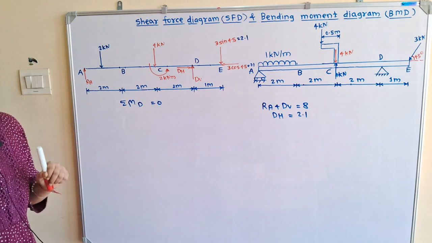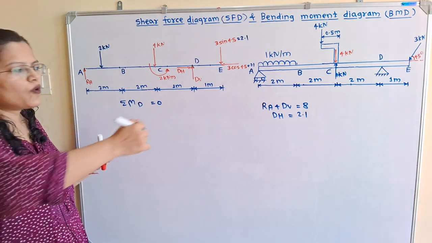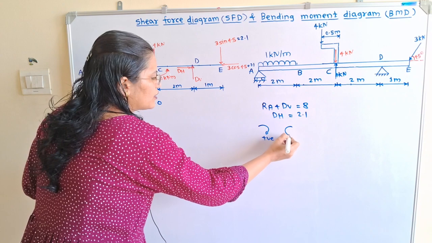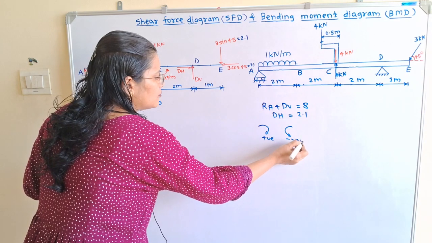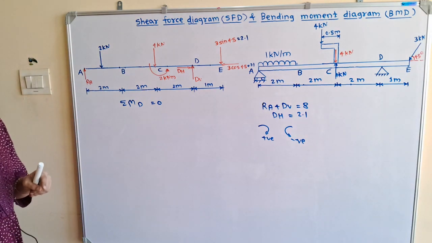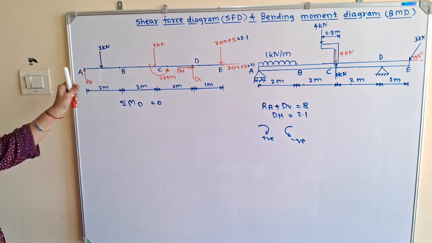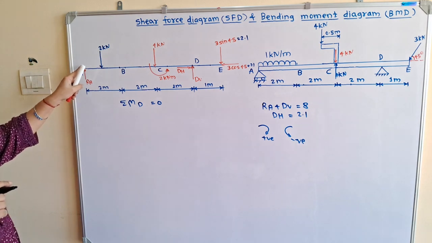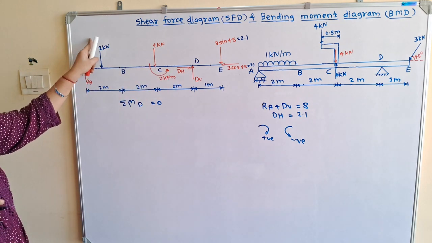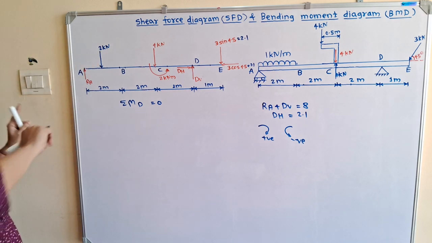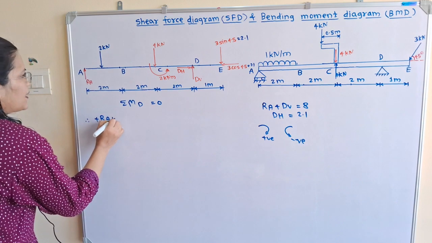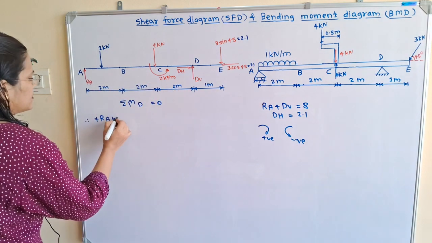Now we will consider the sign convention. When the moment is in clockwise direction, use a positive sign, and for anti-clockwise direction use a negative sign. For this, we will first consider the reaction at point A. If I move the compass about point D in the direction of RA, then it is the clockwise direction, so we will use a positive sign. Therefore, plus RA multiplied by the distance between A and D, 6.